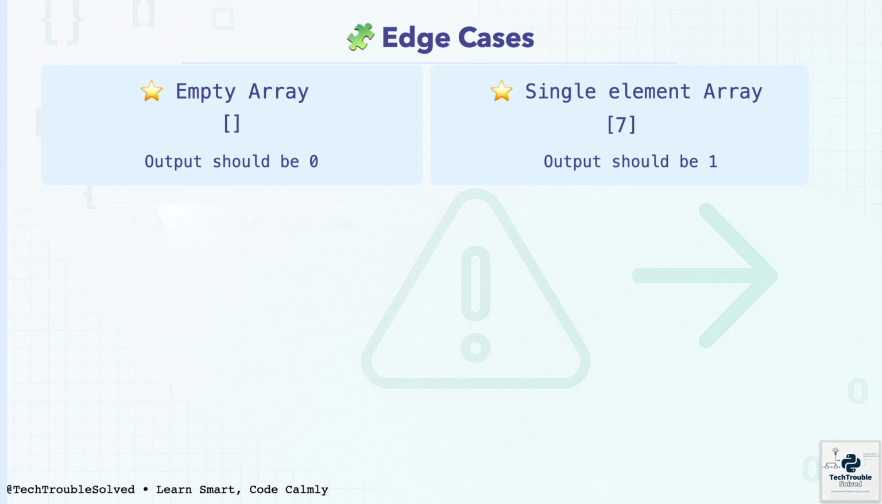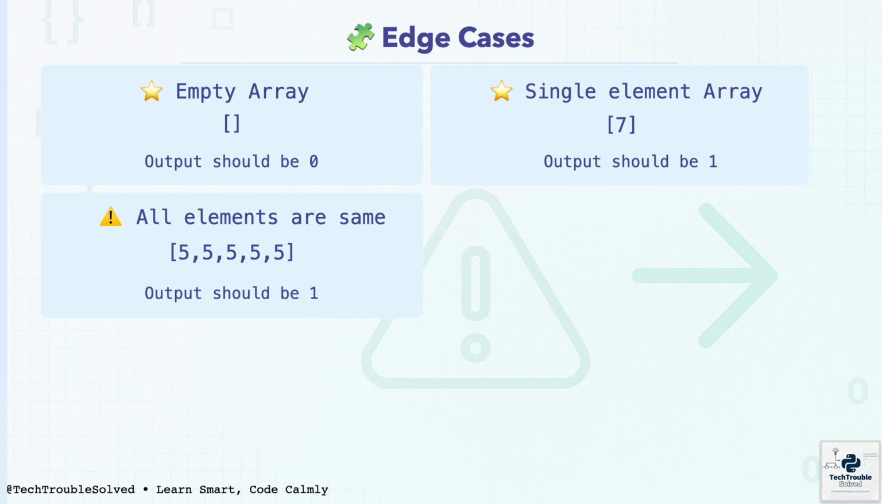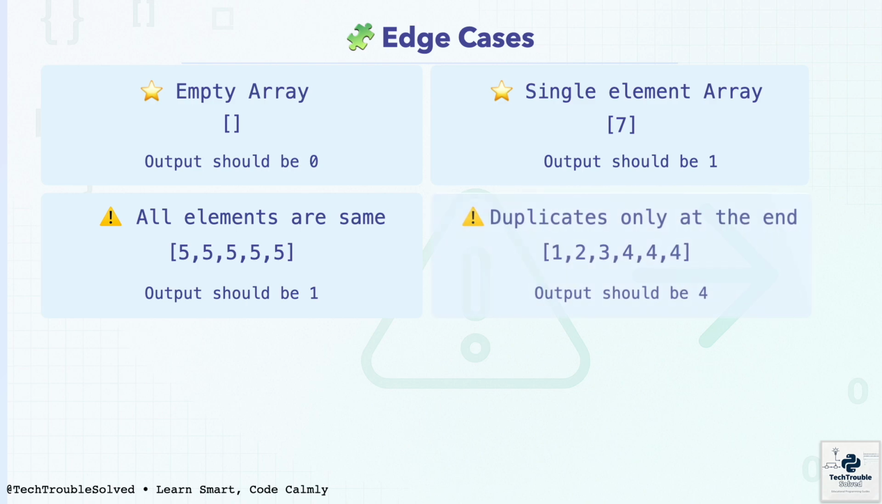Now imagine all elements in the array are the same. Here pointer j keeps finding duplicates, so i never moves. Only the first element is kept and the answer is 1. The next edge case, the array starts with unique values, but duplicates appear only at the end. The algorithm still works smoothly. i stops at the last unique value and j simply skips the remaining duplicates.